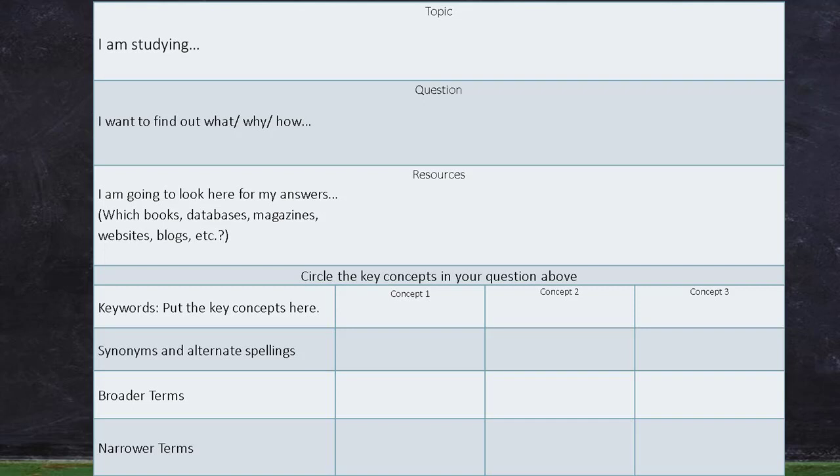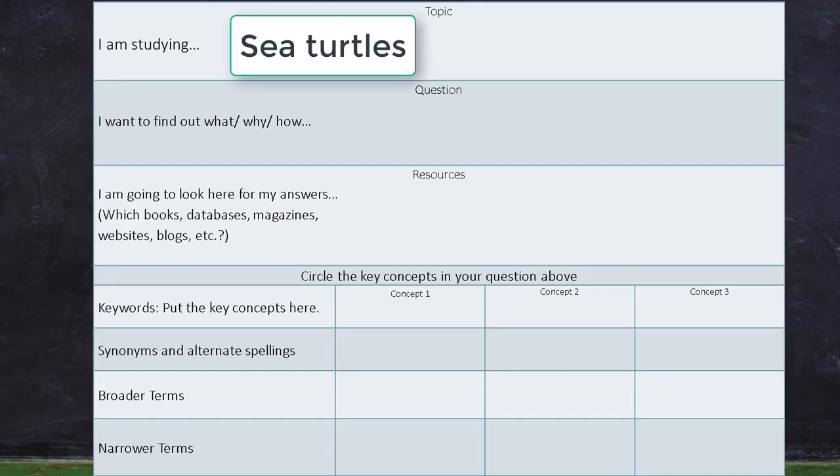I made this sheet as a guide to coming up with a strategy. Start with a research topic, then a question. What are you studying? What do you want to learn more about it? Why is it important? Let's use sea turtles as our topic.